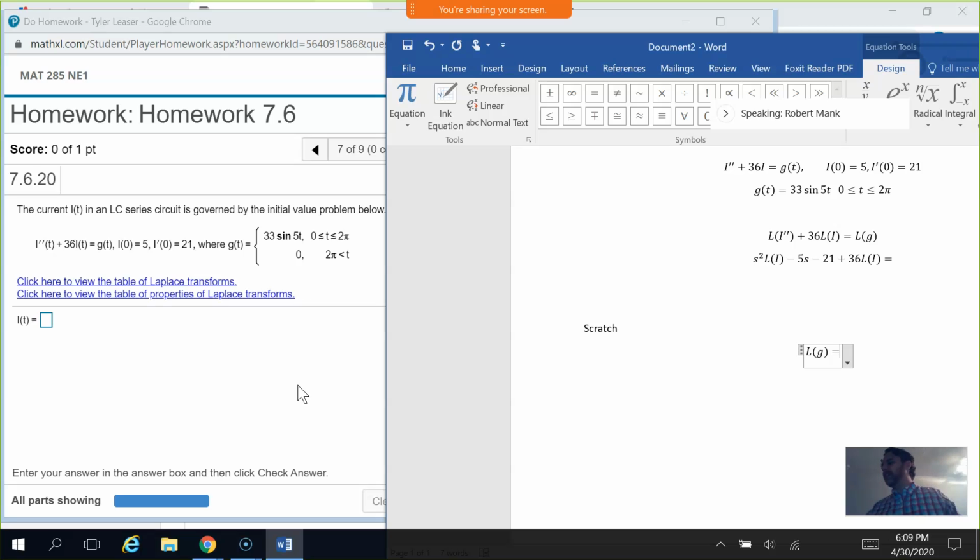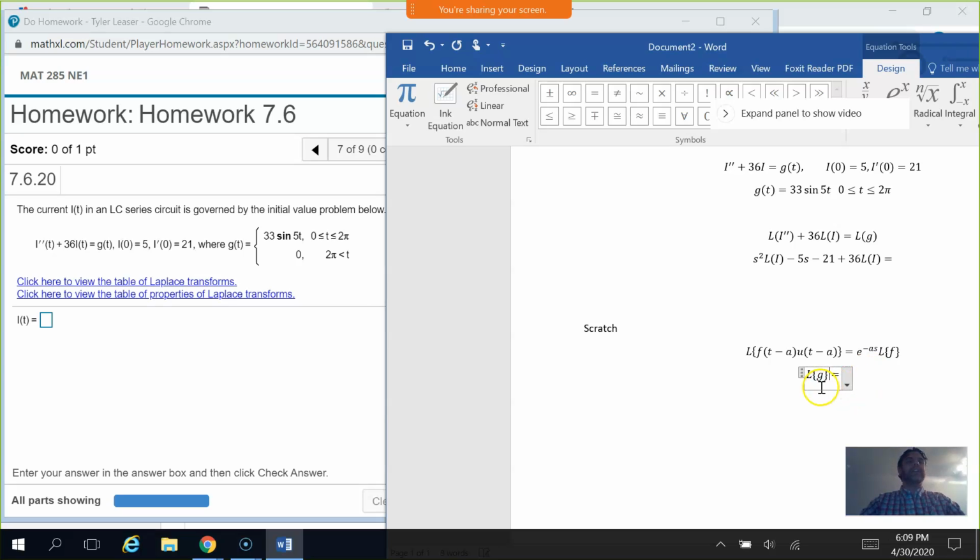Here we go. This is what I'm looking for. So this is the thing that we're going to be using here. The formula that we're using is that the Laplace of a function f of t minus a times u of t minus a is equal to e to the negative as times the Laplace of the function. So this is what we're using to solve this Laplace of g. I guess these should be curly brackets here.